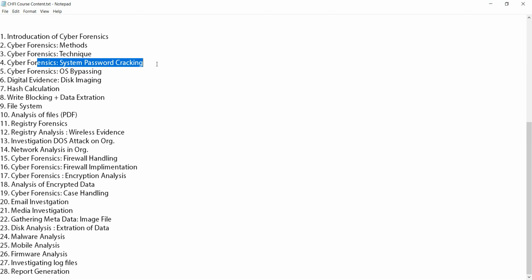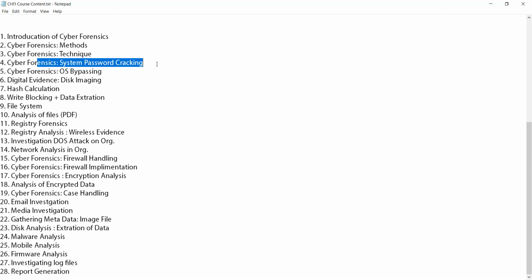There are two types of things related to cyber forensics as a firewall. The first part is firewall handling, and the second part is firewall implementation. So these are the two lectures which will tell you how to perform the countermeasures, how to secure your system, how to secure the integrity of the system, and how to secure a system from criminal organizations. These are covered in modules 15 and 16.